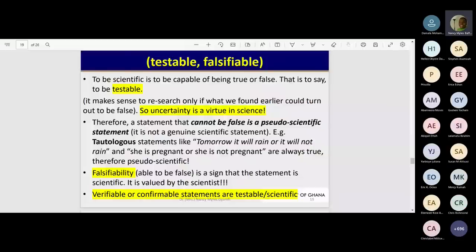It's a matter of waiting till the day. 31st night, we can say in the month of January 2023, gold will fall from heaven at so and so mountain. That's a testable statement. It's scientific. It's falsifiable, able to be false. All we have to do is what? Wait till the day that the prophet prophesied and go to that mountain and wait for the gold to fall. If it doesn't fall, what he said is a lie. If it falls, what he said is true. That's scientific.